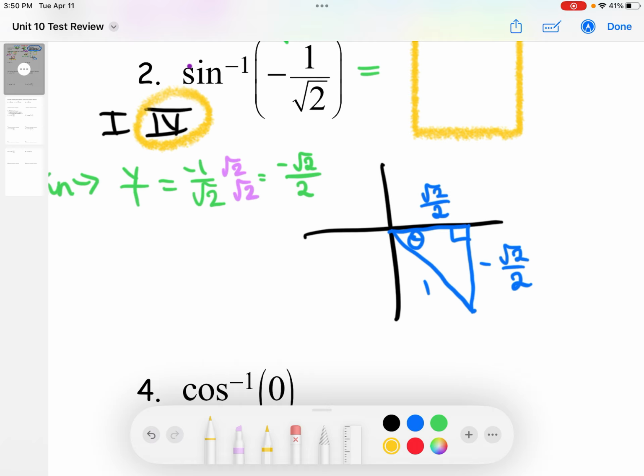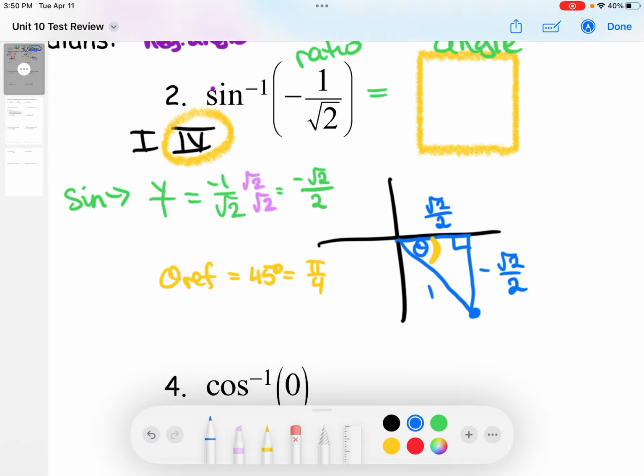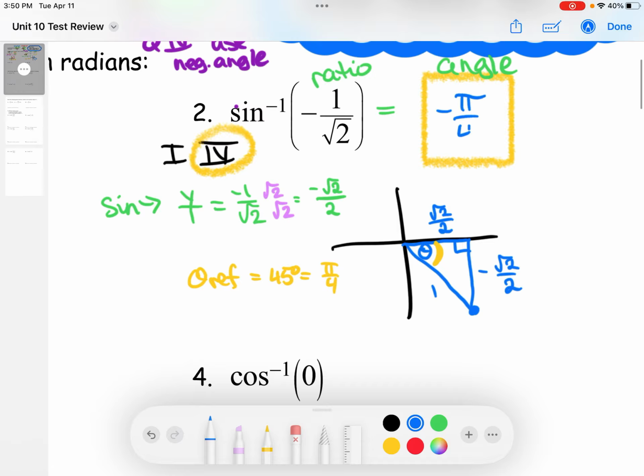With the legs being the same, that is a 30, 60, 90 right triangle. Sorry, this is a 45, 45, 90 triangle. So that reference angle is 45 degrees, which is pi over 4. Now, in quadrant 4, we use the negative angles. So this angle is negative pi over 4. It's pi over 4 units below 0, so it's negative pi over 4. It has a positive equivalent, but for principal values in quadrant 4, we use the negative angles.